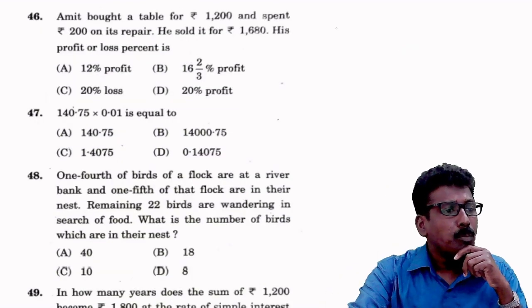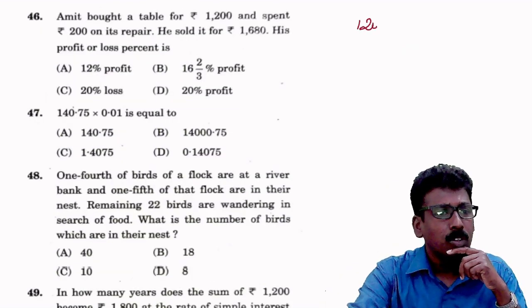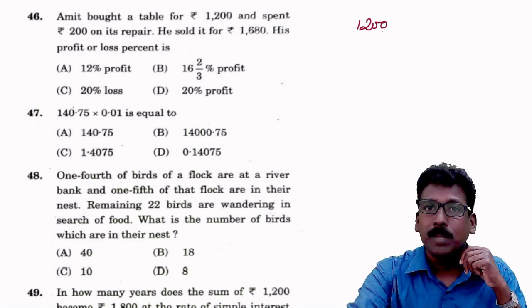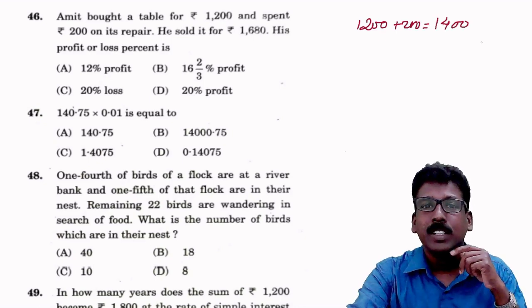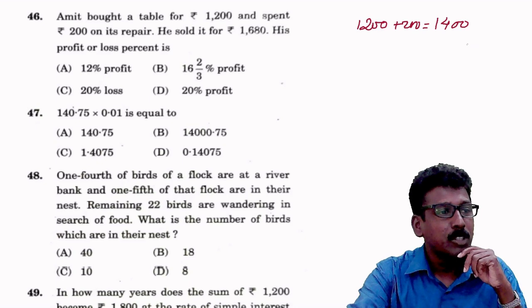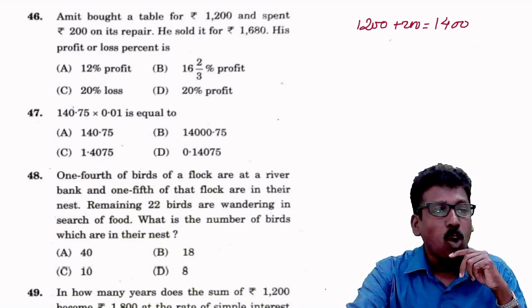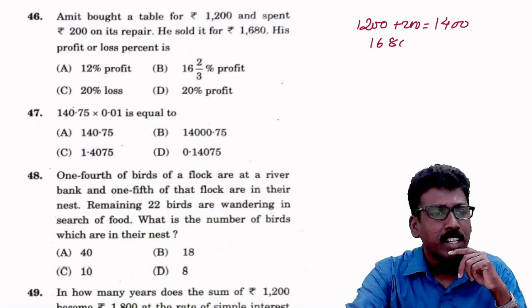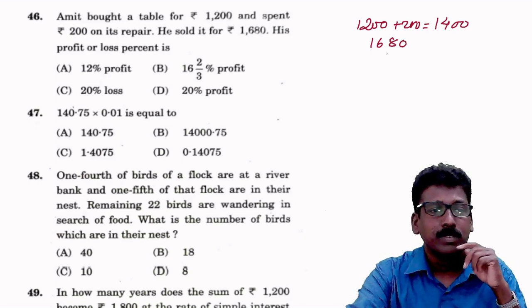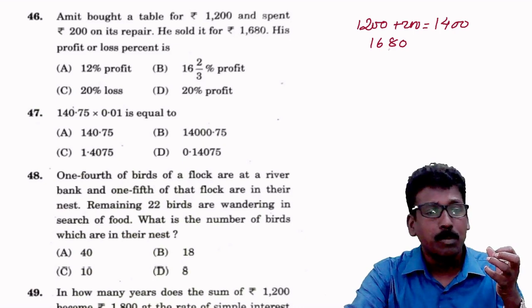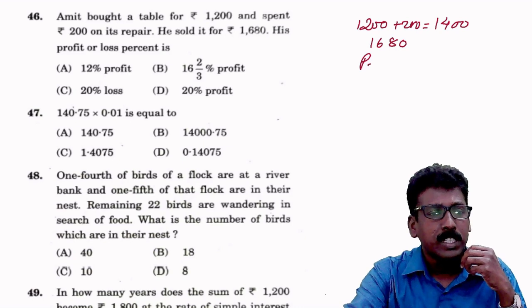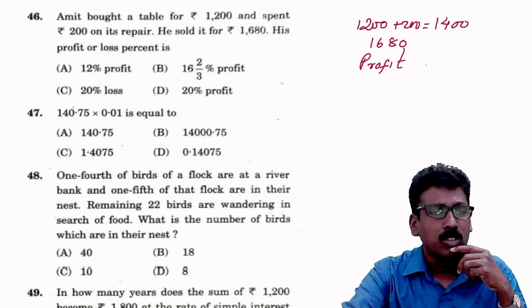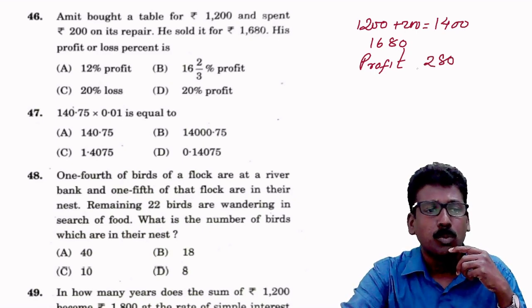Question number 46. Amit bought a table for 1,200 and spent 200 on its repair. So 1200 plus 200, so 1400 is the total amount for Amit to purchase the table. Now he sold it for 1680. His profit or loss percent? He bought it for 1400 and sold it for 1680. So definitely it is a profit, and 1680 minus 1400 means he got 280 rupees profit.